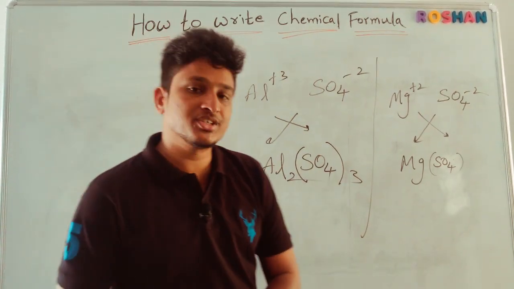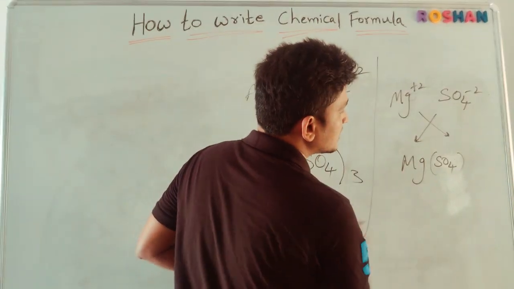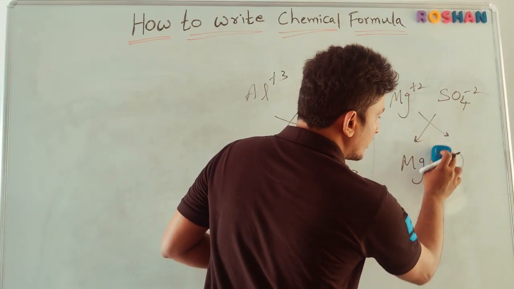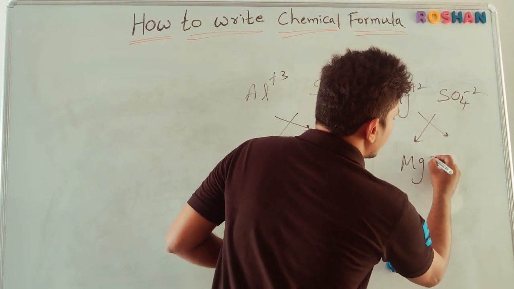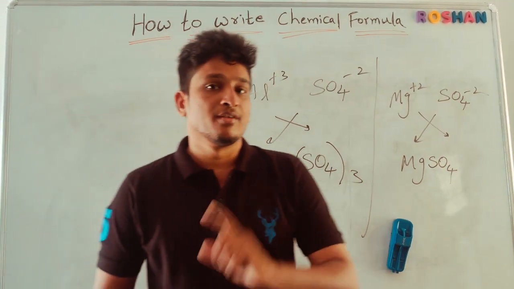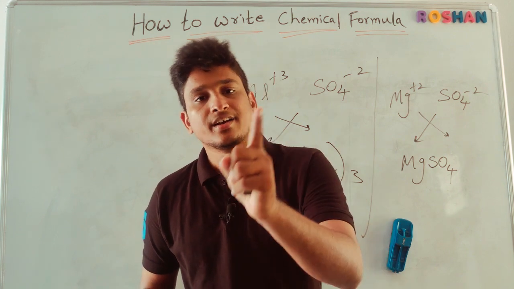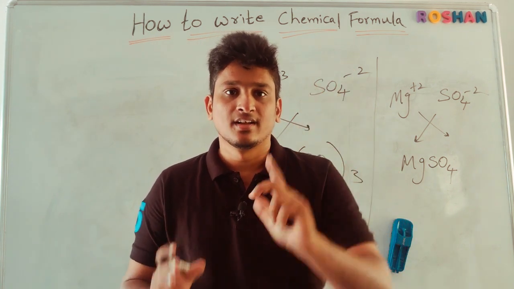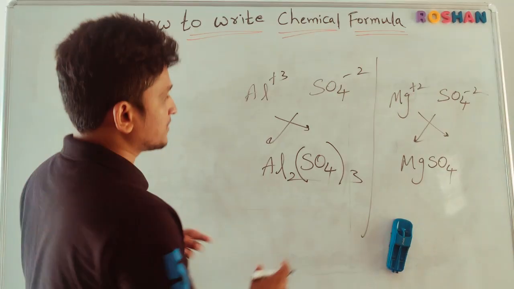If it is 1:1 ratio, students, is it the correct representation with brackets? The answer is no. Why? Because here the sulfate radical is not repeated, so no need to keep this radical in brackets. Directly you can write MgSO4. That's it. Magnesium sulfate. You keep the radical in brackets only if the radical is repeated. Understood, students? This is how you can write the chemical formula. Some other examples.